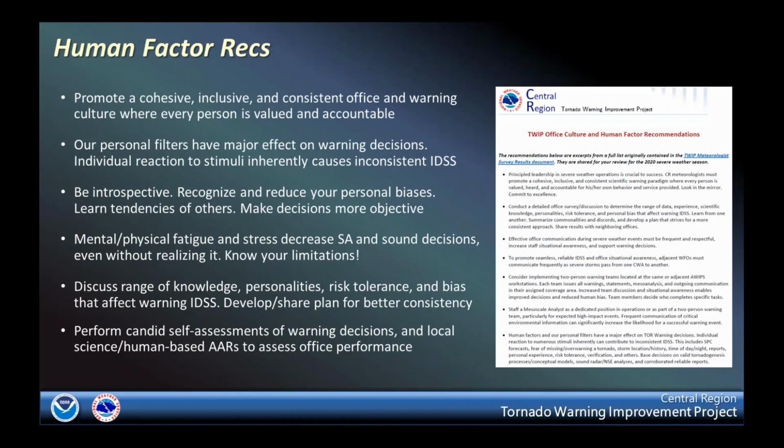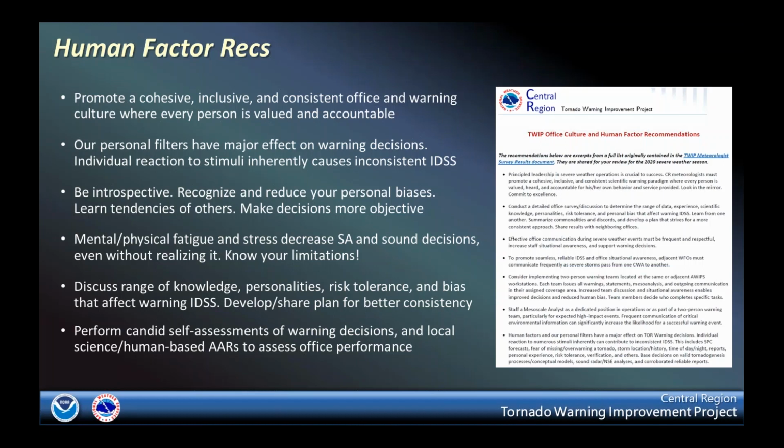Come up with a plan here. Develop a plan for your office so you know this and can recognize it and be aware of this during actual events. And share this, if you're willing to, with other offices and even with the TWiP team, because we want to take a deeper dive into this whole human aspect of the tornado warning decision process, because that has at least as much importance as the sound science. And again, we want to make the decision more objective and less subjective as much as possible.